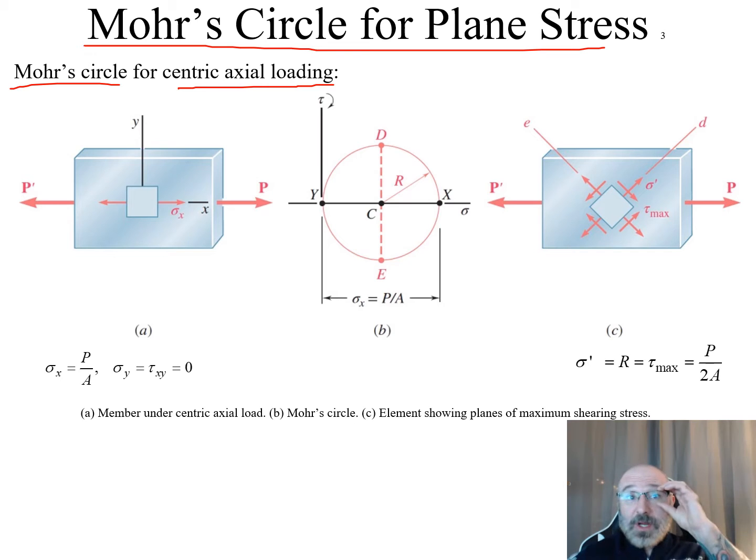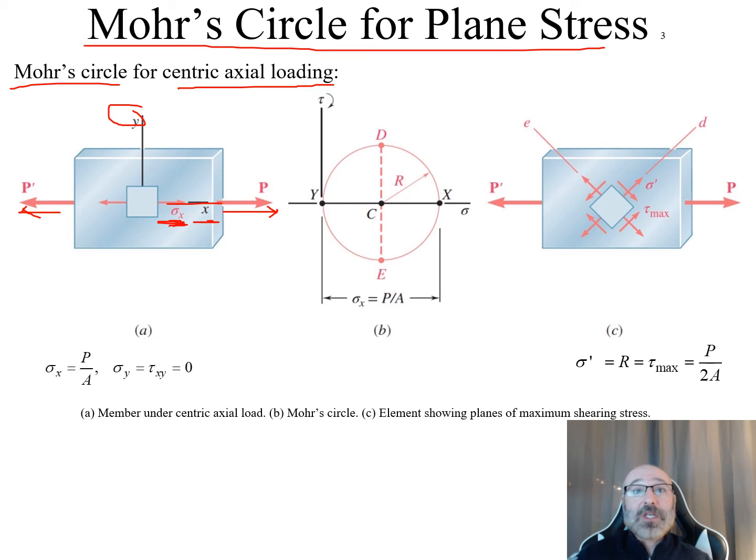So within this one right here, we have just this axial loading. There's our P, and there's our P prime for this element. Now we can see we just have our sigma x going along our x-axis. We have our coordinate system drawn out, our y going up, and our x going along this direction. So we have our sigma x going along our x direction right there.